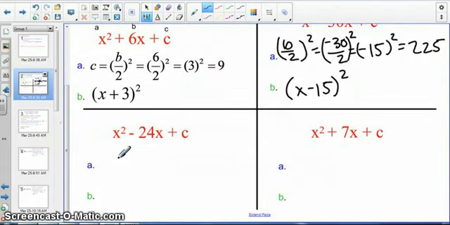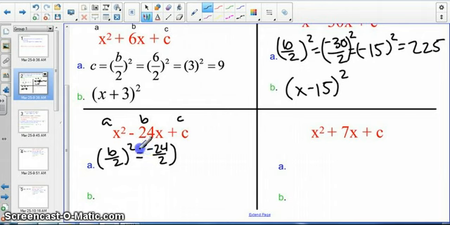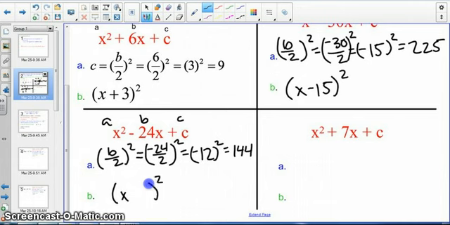The next example, a, b, and c. So b over 2 squared. So negative 24 over 2 and square that. So negative 24 over 2 is negative 12. We square it, we get positive 144. So now to write my square of a binomial, half of negative 24 is negative 12.